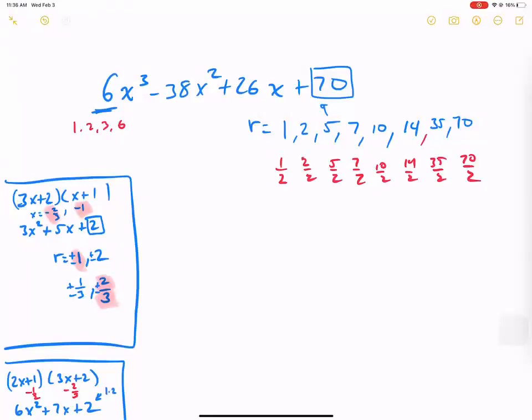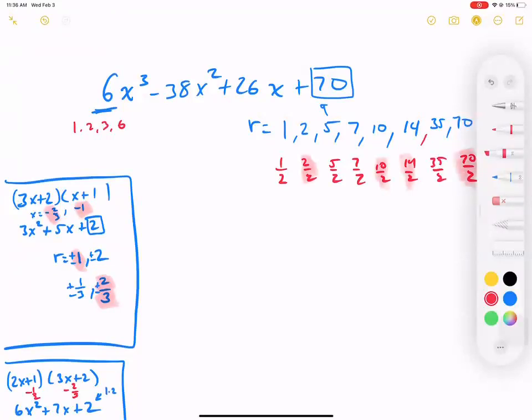Isn't 2 over 2 just 1? I'm just highlighting them so you guys can still see them. Isn't 10 over 2 just 5? Isn't 14 over 2 7? Isn't 70 over 2 35? We have these repeated already. Okay, so really only adding 1, 2, 3, 4 when it comes to 2. But that's not all. We now have to do the next set of numbers.